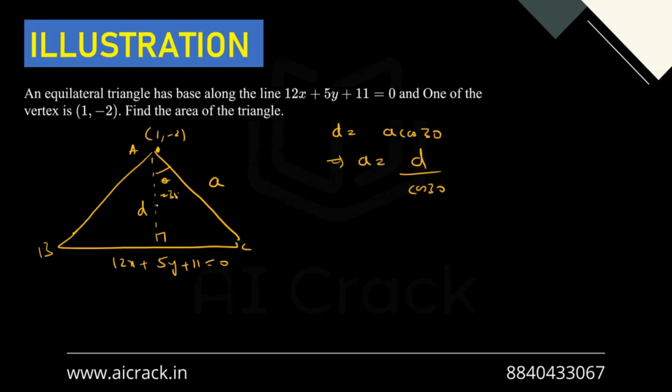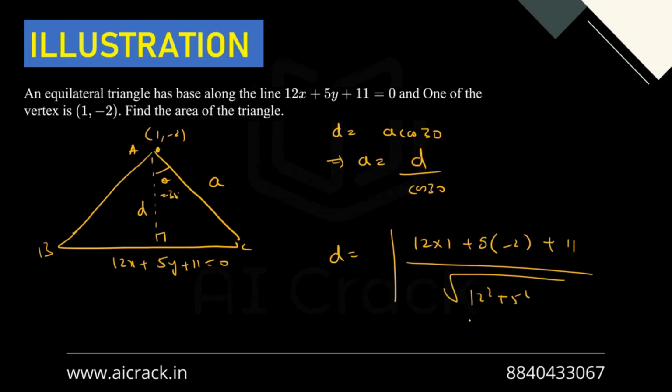Now we can find the value of D with the help of the formula. So D equals the modulus of (ax1 plus by1 plus c), that is 12 times x1, which is 1, so 12 into 1, plus b, which is 5, times y1, which is minus 2, plus c, that is 11, divided by the square root of a square plus b square. Here a is 12 and b is 5, so that gives the square root of 12 square plus 5 square, that is 144 plus 25, which is 169. So that eventually becomes 13, since 13 square is 169.